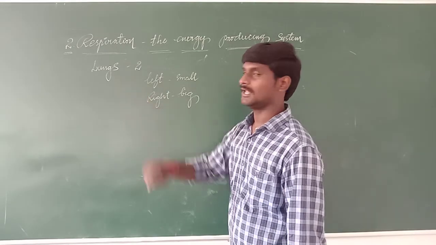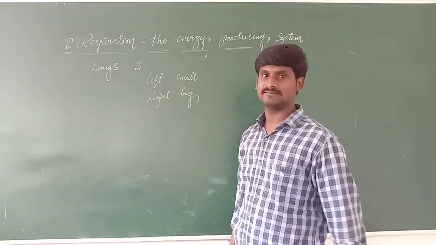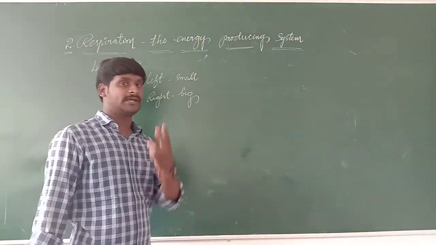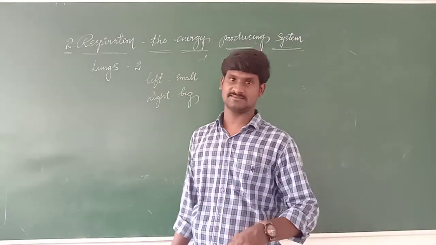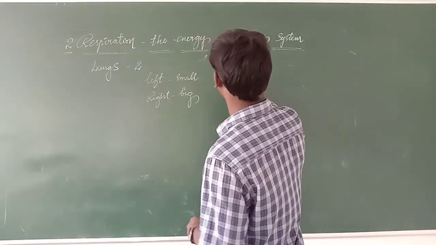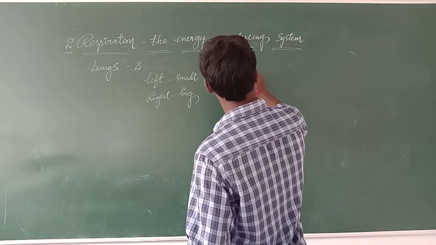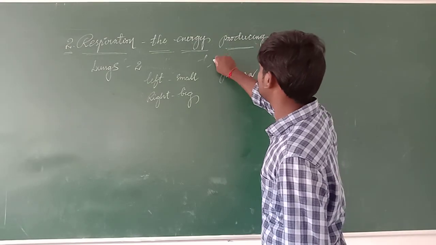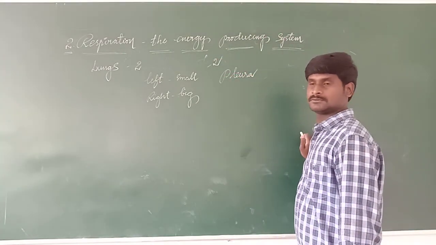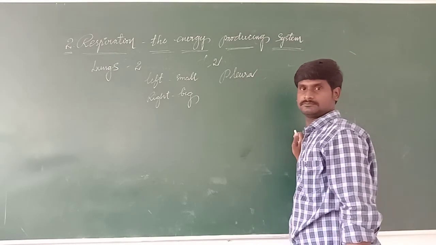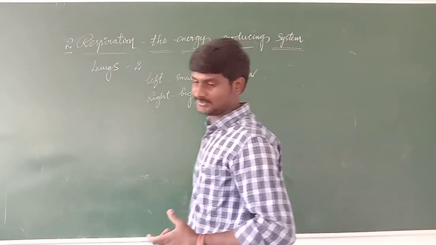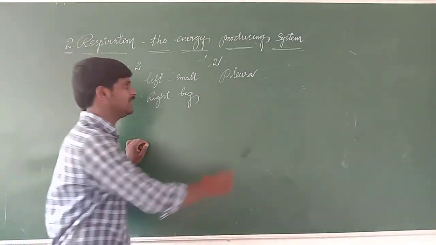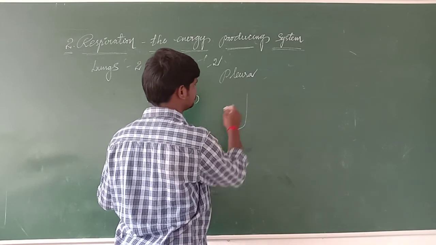The lungs are covered by two membranes. Membrane means layers. They are for protection of the lungs, and the two membranes are called pleura. The two membranes contain some fluid. For example, imagine it's a lung.